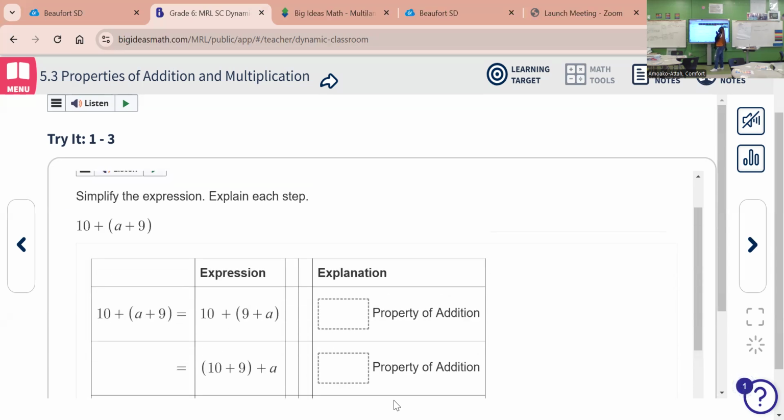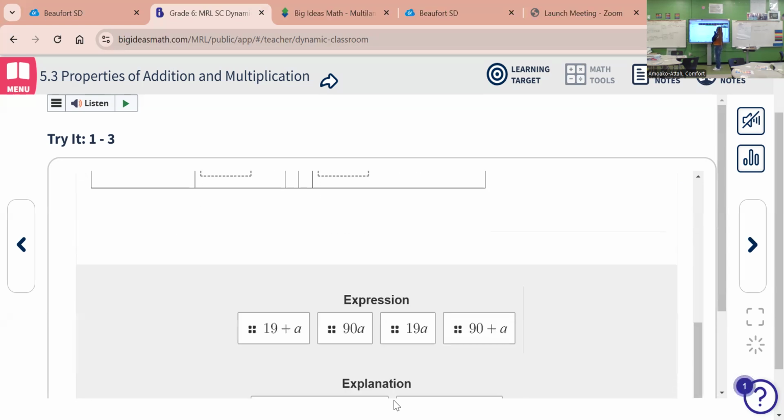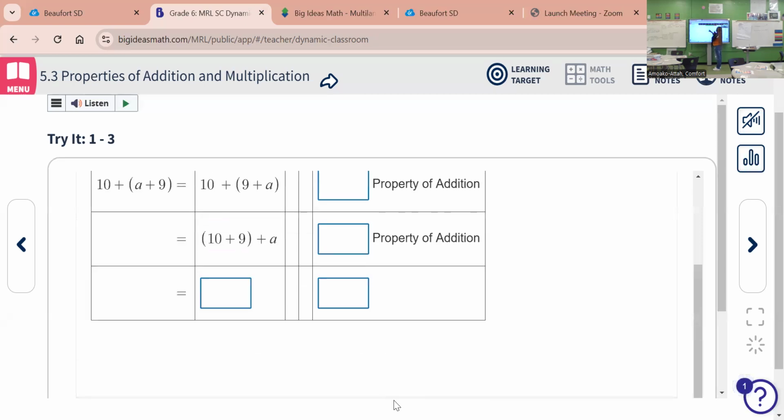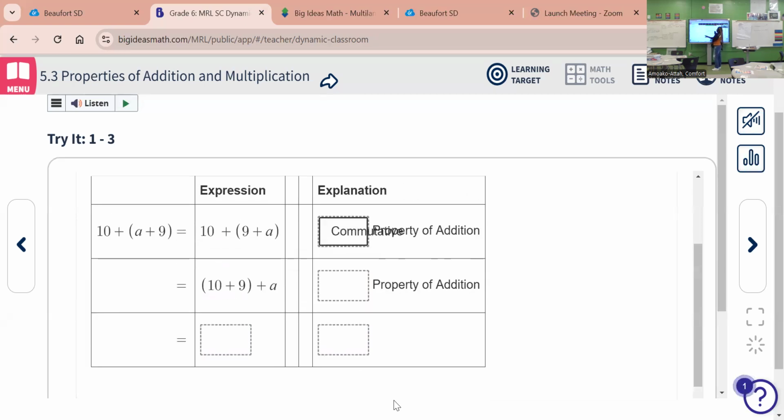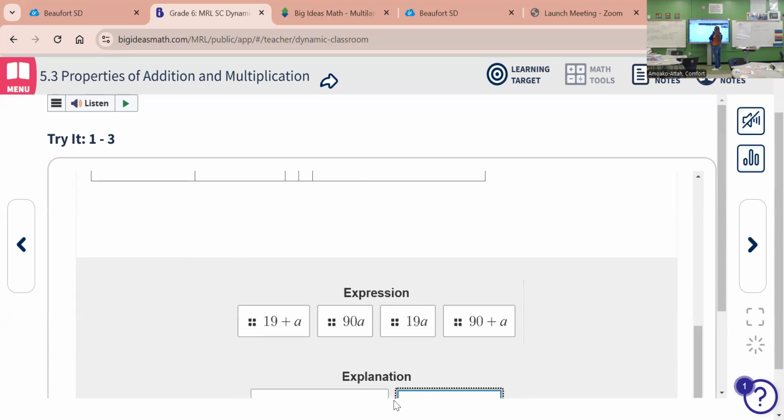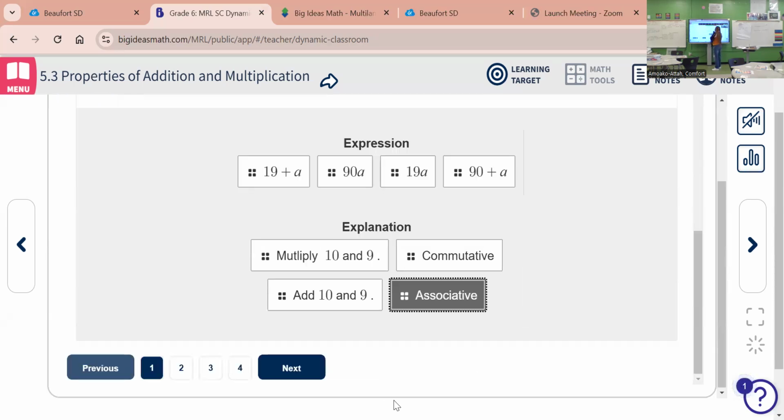So we have 10 plus a plus 9 in parentheses. Look at the first expression: there will be parentheses of a plus 9. In the second expression, 9 plus a is in parentheses. So it means that we use the commutative property to reorder their values. Good. So you click on this, we fix it here. Then we regroup it. Look at the first expression again, and look at the new expression: 10 plus 9 in parentheses plus a outside the parentheses. So we have regrouped it using the associative property. That is so good. You guys are so smart. So associative property over here.